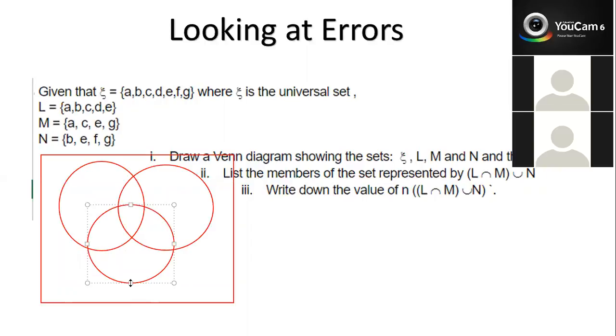Now, in the CXC exam, they don't necessarily use three sets anymore. They only use two sets. But for this question, we are going to make the attempt to get it properly done. Now, first thing I'll do to make life easier is to put in the elements that only belong to one particular set. So in set L, which element belongs to set L only?